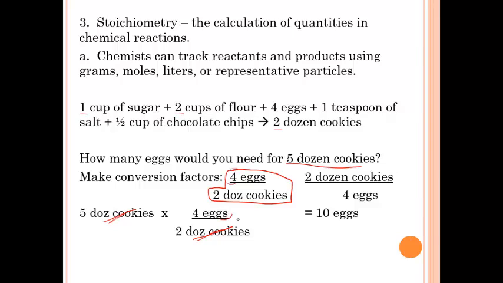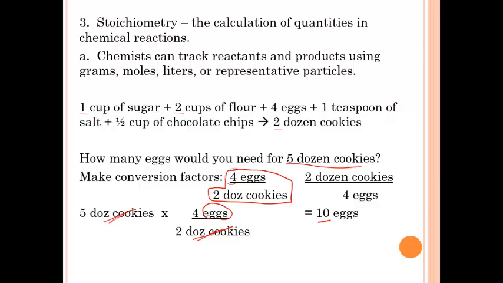So we're ending with eggs, and you probably have already done the math in your head, because this is something that if you've done any type of cooking you may have had to adjust a recipe, but you would need 10 eggs. Okay, 5 dozen times 4 eggs, but then divide it by 2, so 10 eggs total is how many I would need for 5 dozen cookies.